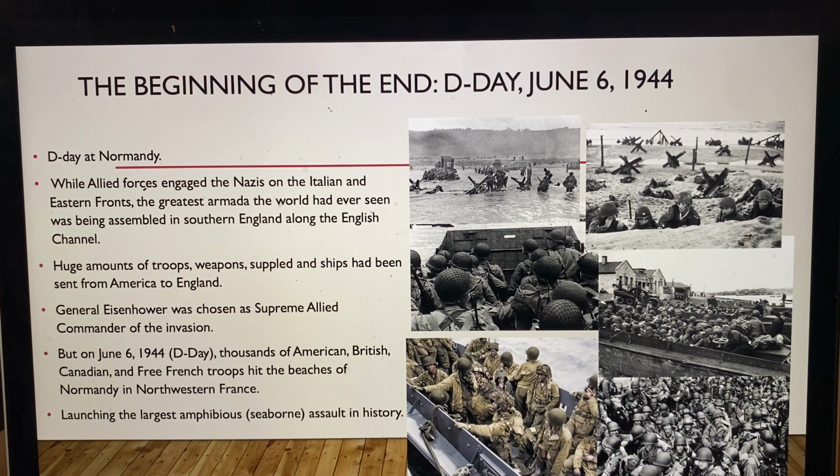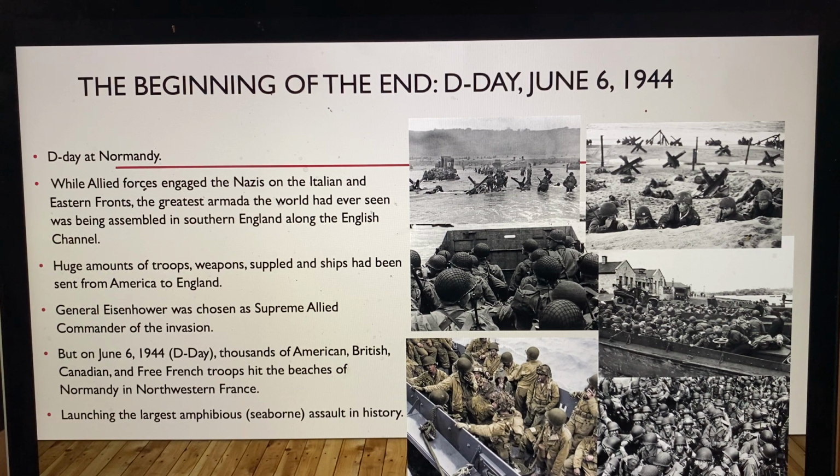But on June 6th, 1944, D-Day, thousands of Americans, British and Canadians, and Free French troops hit the beaches of Normandy in northern France. The Allies were going to take France back. Remember, France had fallen to Hitler and to Germany, right? So they were under the Nazi control. So basically D-Day was the day that the Allied forces were taking back France.